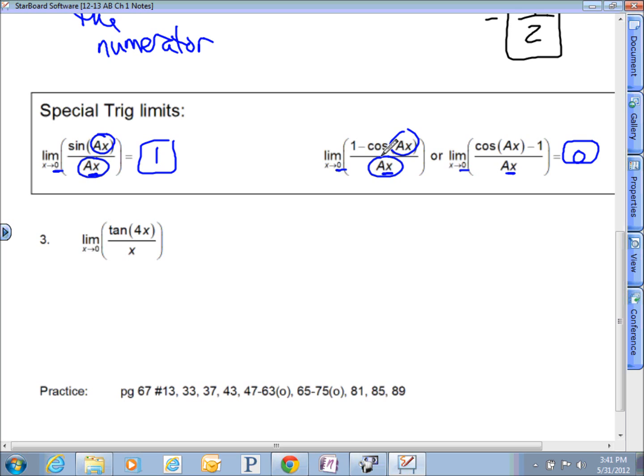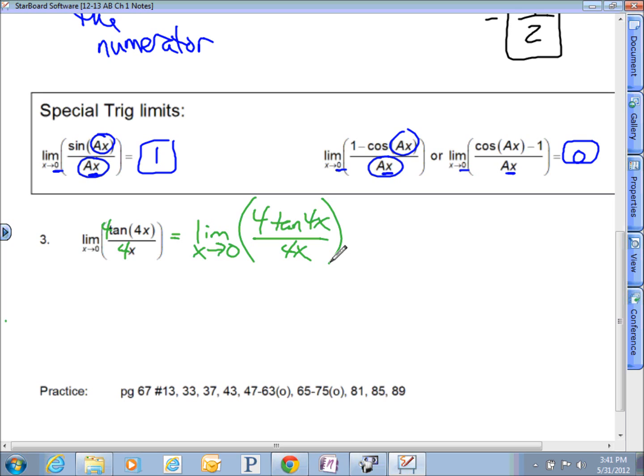My first thought would be, what would be nice is if we could have a 4x in that denominator. So what I'm going to do, little algebra technique, let's multiply the bottom by a 4. Well, is that legal? As long as we also multiply the top by 4. So rewriting this equation, limit as x approaches 0 of 4 times the tangent of 4x divided by a 4x. So now we're getting there. I wouldn't say we're really close yet.